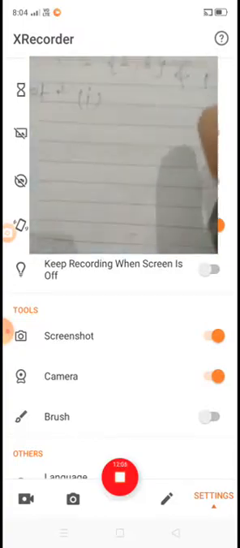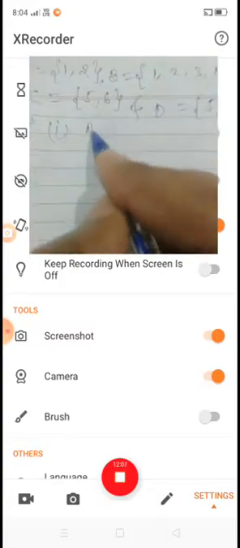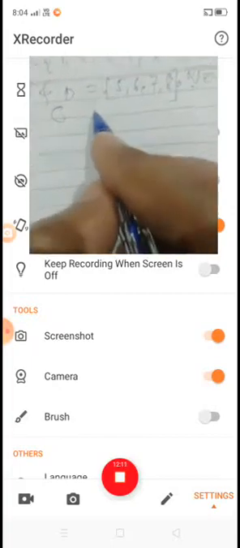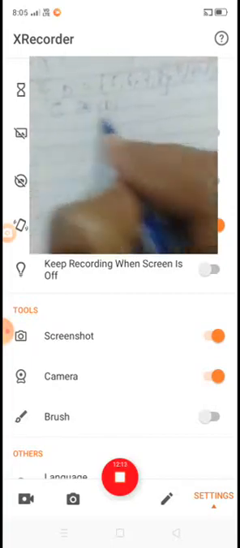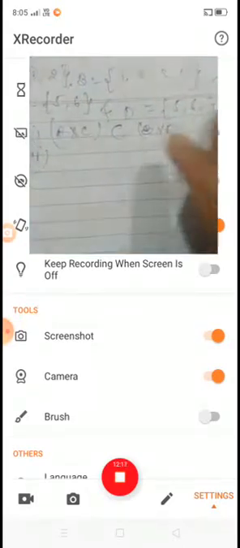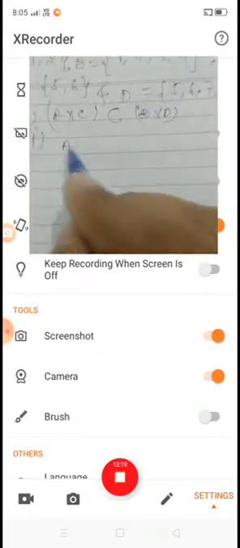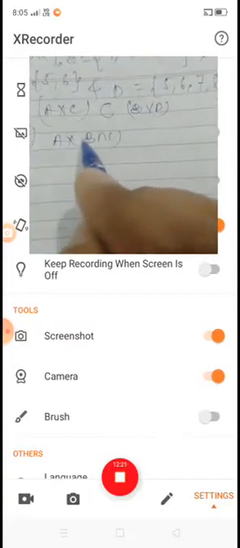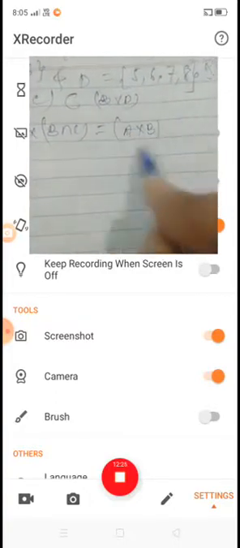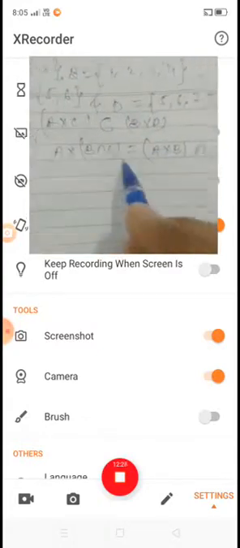Verify that, first, A cross C is a subset of B cross D, and second, A cross (B intersection C) is equal to (A cross B) intersection (A cross C).